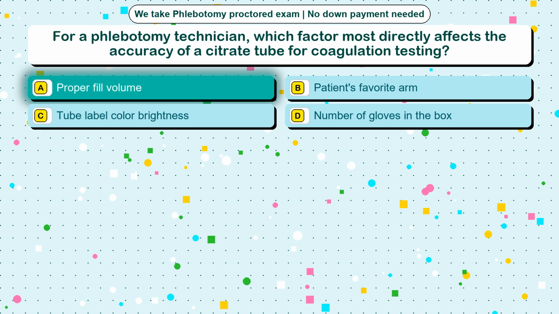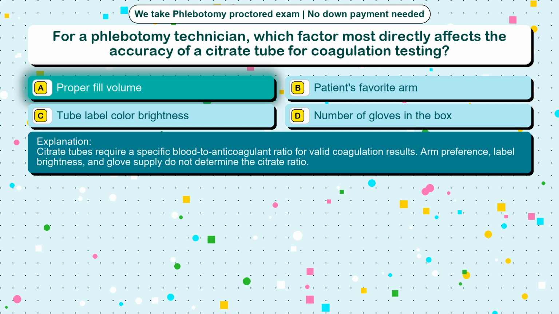The correct answer is option A. Proper fill volume. Citrate tubes require a specific blood-to-anticoagulant ratio for valid coagulation results. Arm preference, label brightness, and glove supply do not determine the citrate ratio.